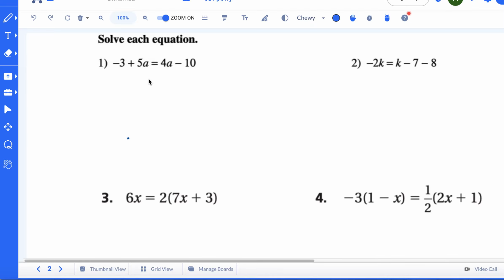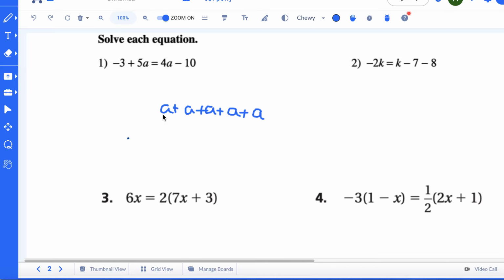We're going to look at number one. This is how you read this question: negative 3 plus 5 times a equals 4 times a minus 10. The reason I say 5 times a is to remind everybody that this is 5 multiplying a, which means that you have 5 of those. Remember, multiplication is repeated addition. So 5a is the same as a plus a plus a plus a plus a.